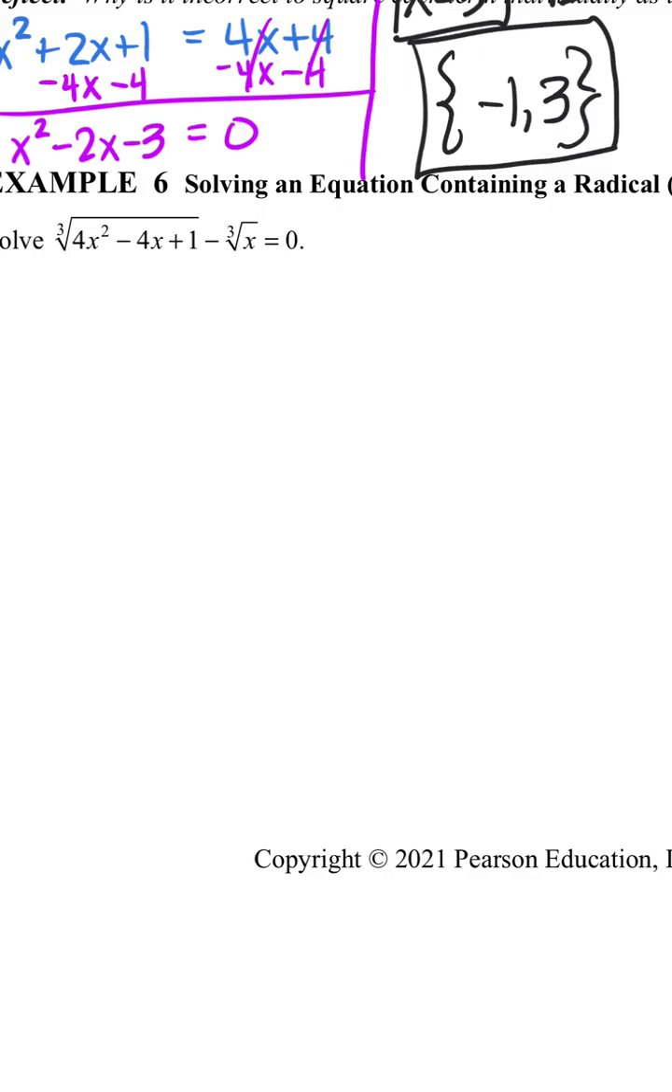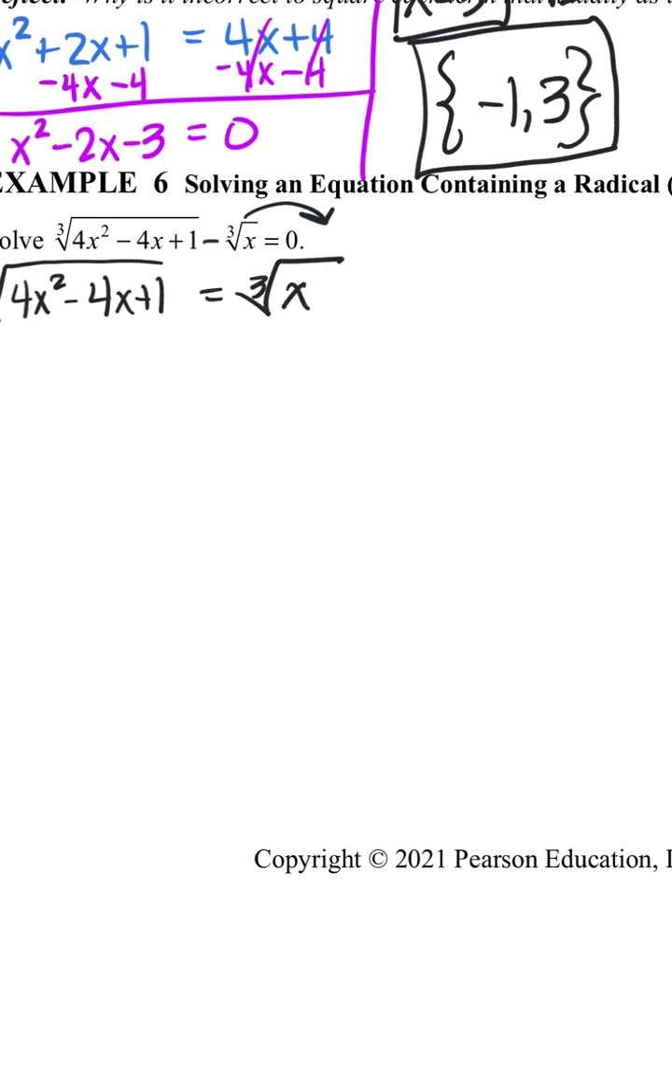All right, so we've got cube roots. So the first thing I want to do is move this one over because you only want 1 on each side. So I've got the cube root of 4x squared minus 4x plus 1. And this is a minus, so when I move it over here, it's going to become positive. So the cube root of x.